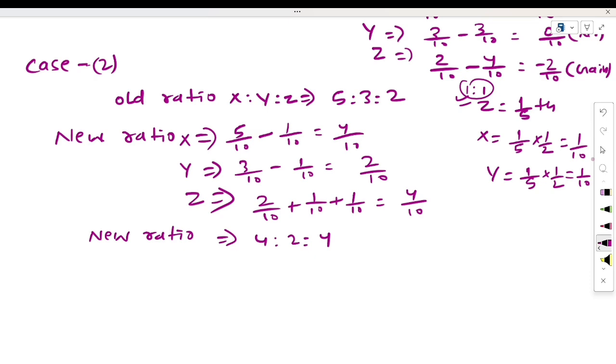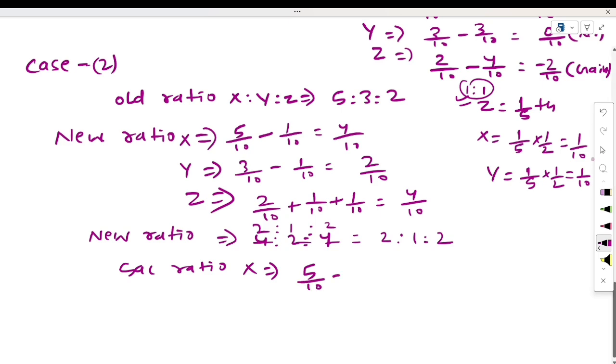Now we have to calculate the sacrificing ratio. Here you can also minimize this one: 2 to the 4, 2 to the 1, 2 to the 4. 2:1:2, like this. We have to calculate the sacrificing ratio. For X, how much would be the sacrificing ratio? Old minus new, 5/10 minus new. How much is new? 2/5, that is 4/10. 5 minus 4, 1/10.